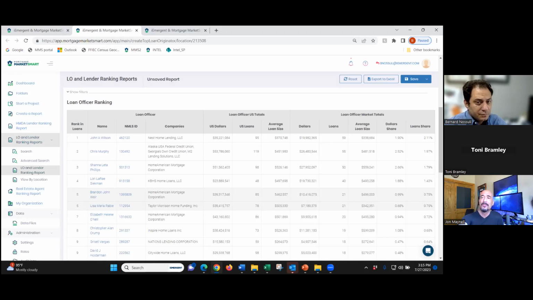So you can see here, the columns have, in the middle there, it says loan officer US totals. Now, these are national totals. In that column, you can see US loans, how many loans these loan officers have done nationally year to date, I believe it is, Bernard. I can't see that window, but I think it's year to date, isn't it? Now, you'll notice those are a little bit out of sequence. The number one guy has 95, number two guy has 119. The reason those are out of sequence is because we are actually sorting this by the number of loans these people have in the specific mortgage opportunity zone that Bernard has created.